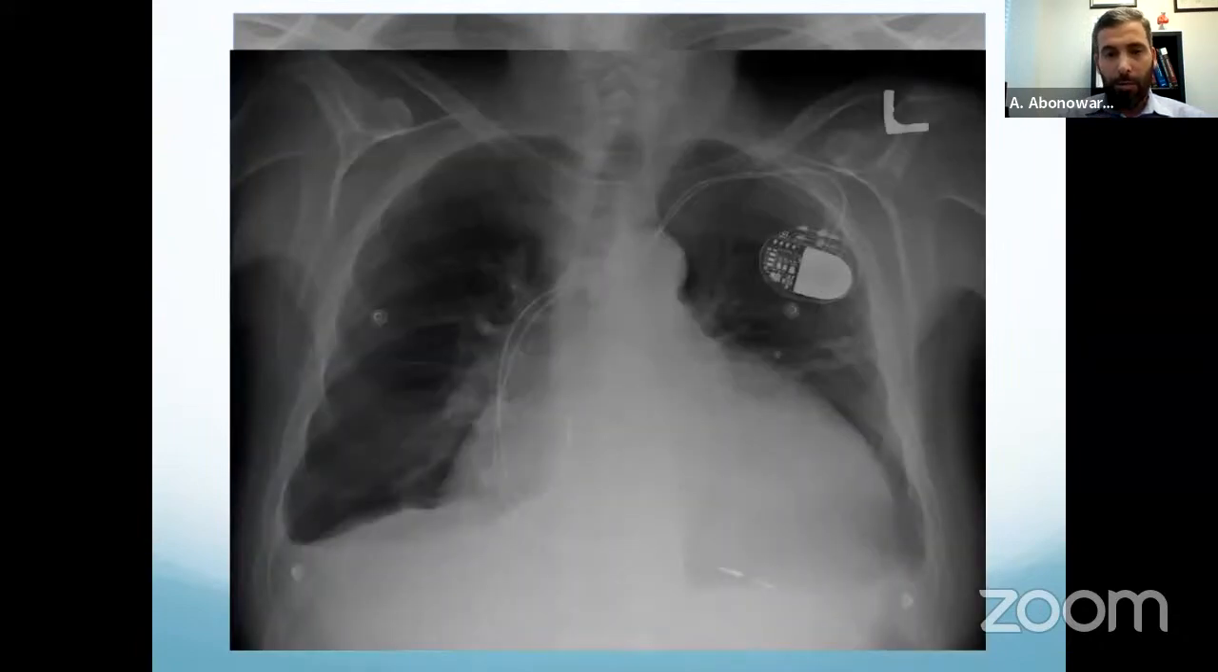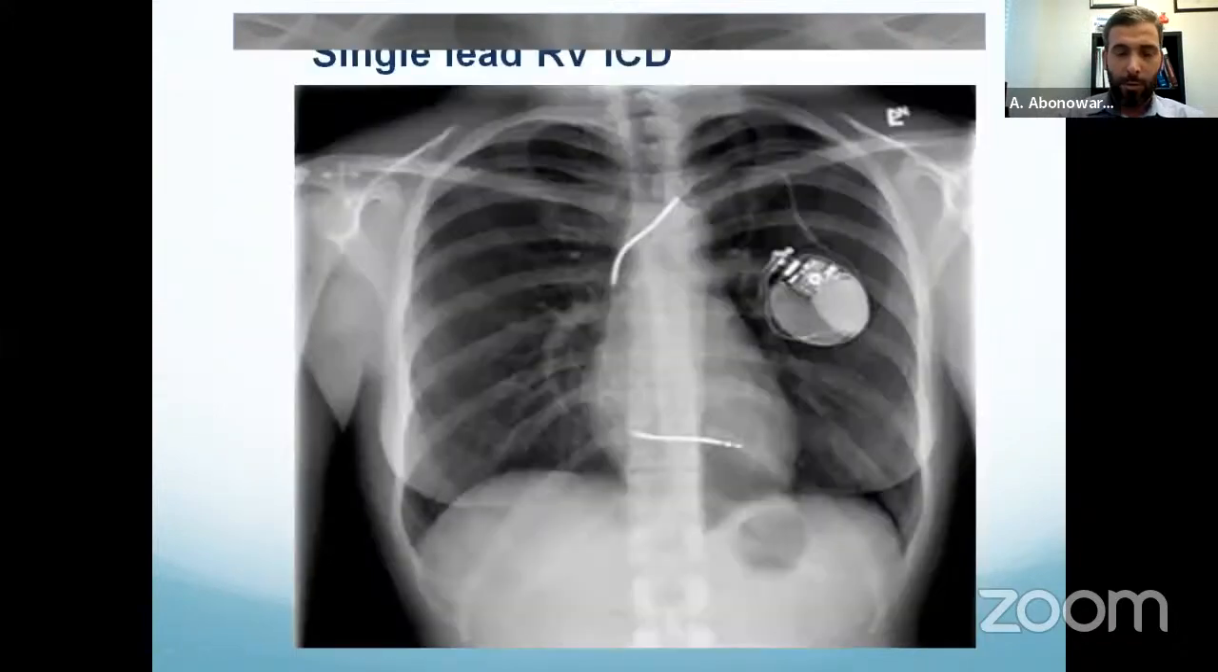So this is another dual chamber pacemaker. This is a pacemaker in good position. You have the ventricular lead at the apex. You have the right atrial lead towards the right atrial appendage. And the X-ray looks good, just cardiomegaly and other findings, but this is how it's supposed to be.